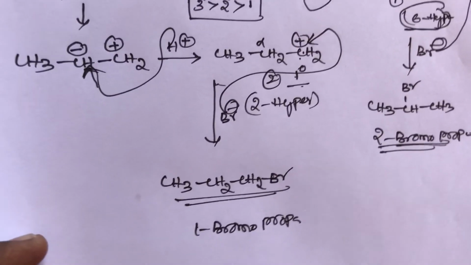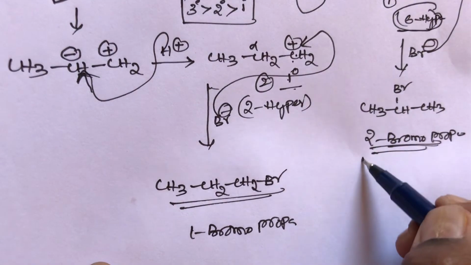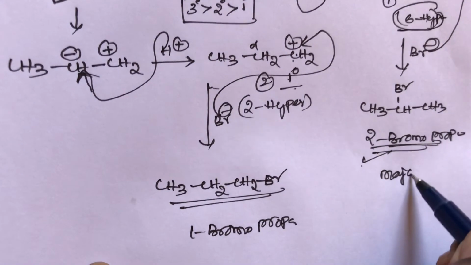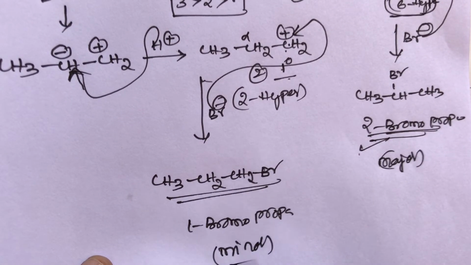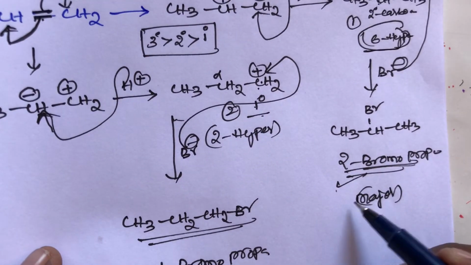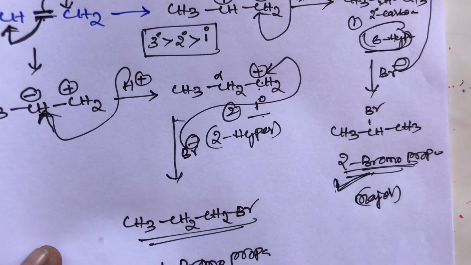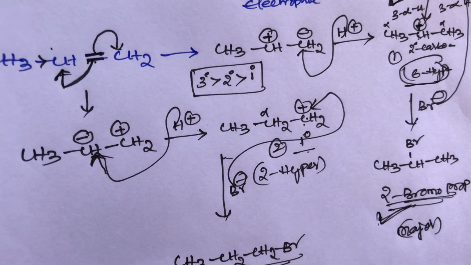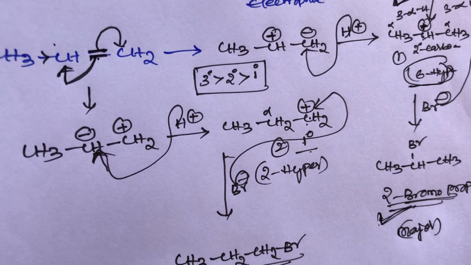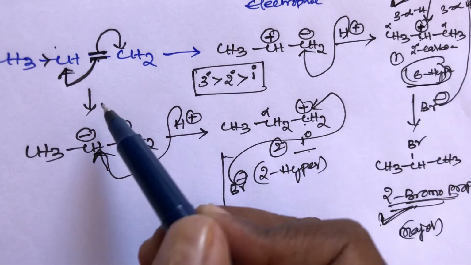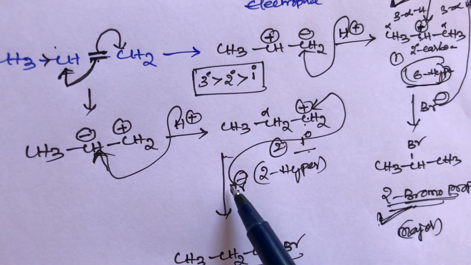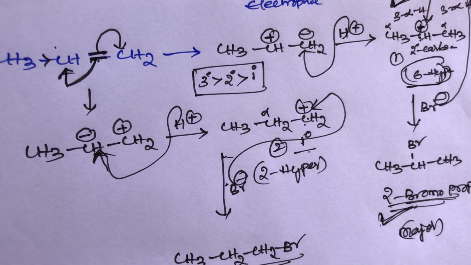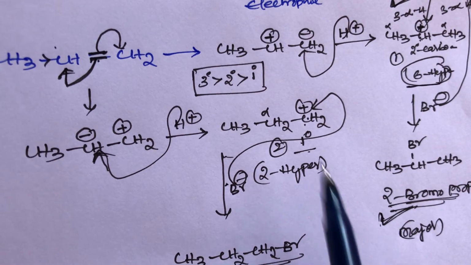Out of these two, which one is more stable? 2-bromopropane is more stable. This is the major product and this is the minor product. The correct product is only the major product, we consider only the major product, students. So in this Markovnikov rule, the intermediate carbocation should be stable, that is an important point, students. Here two carbocations are possible in this compound: one is secondary and the other is primary. Out of these two, the secondary carbocation is more stable than the primary carbocation.